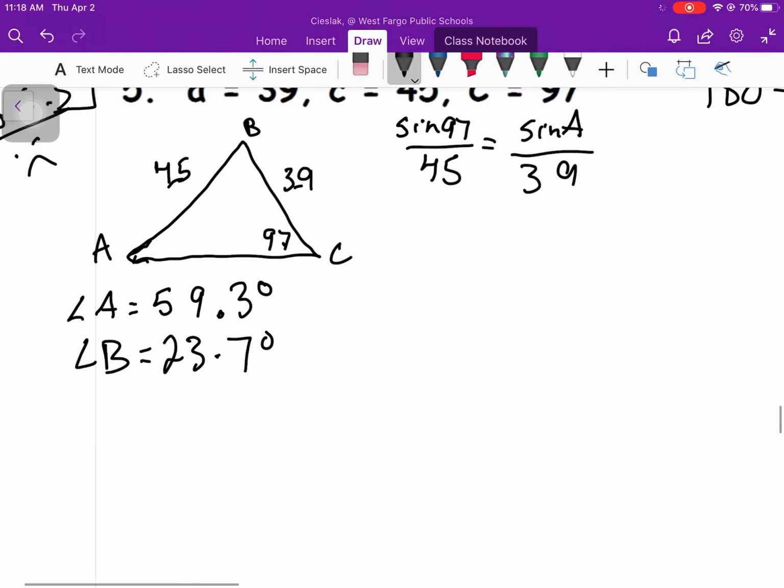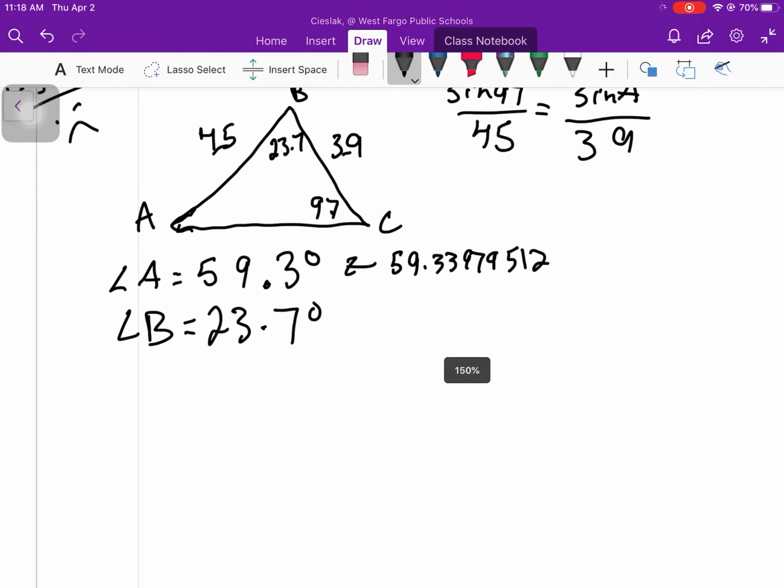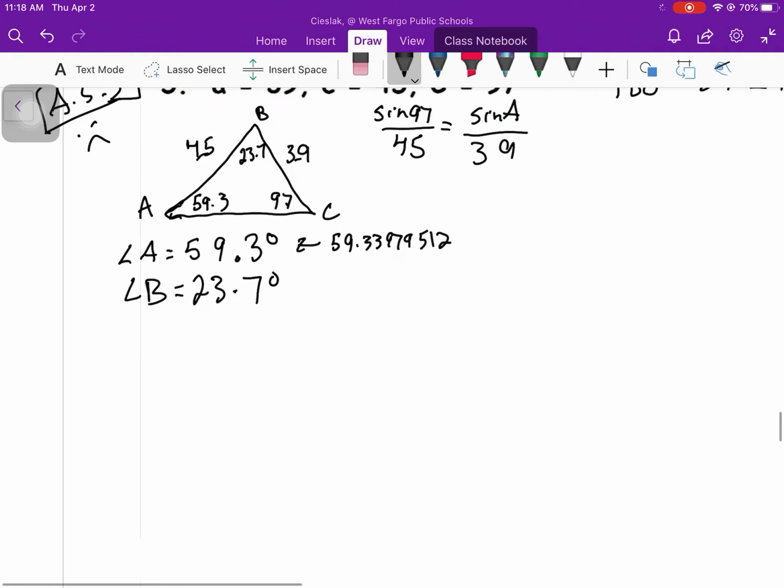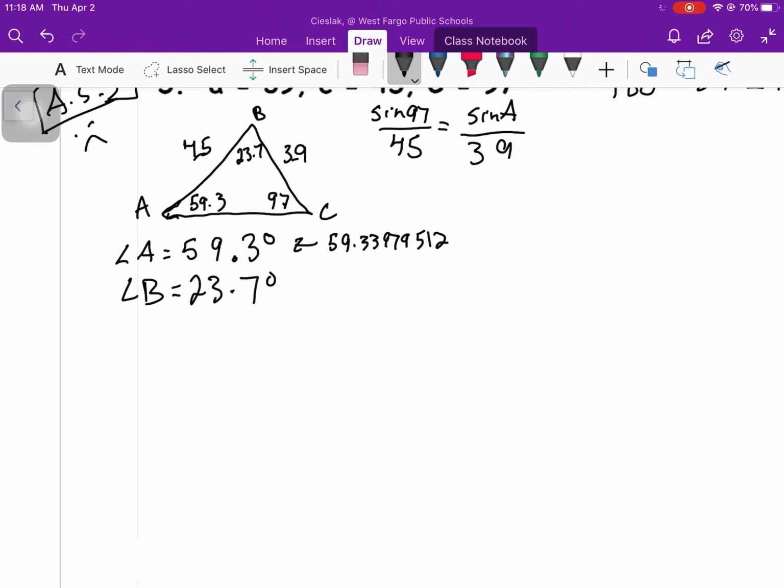Okay, so 23.7 is angle B. Again, that is a rounded value. If you guys are following along on your calculator, technically this value was 59.33979512. And that's what I should be subtracting from 180. Okay, so the only thing I have left to do is plug in my 59.3 from earlier. I've got to find side B now.